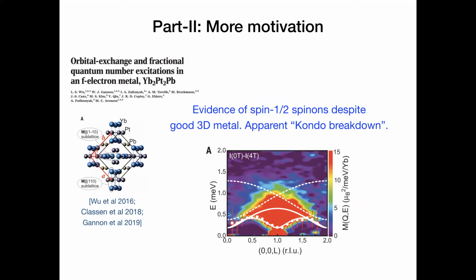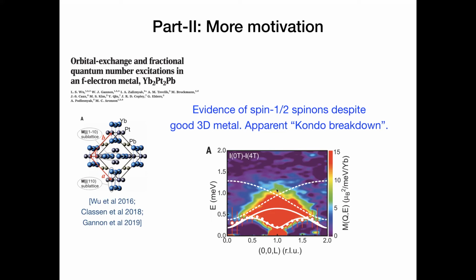There's another motivation, which maybe I don't have time for: another material, a three-dimensional metal in which people have seen evidence of spinons. This is ytterbium platinum lead, sorry, not tin. They see evidence of one-dimensional spinons along various lines in three dimensions. That's very interesting. Again, there should be Kondo coupling, but they don't see any Kondo effect.